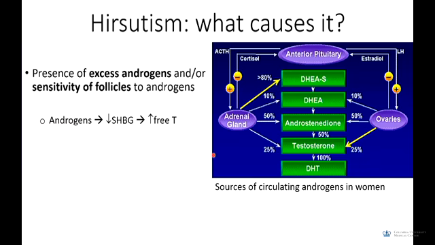So it can be caused by excess androgens and or the sensitivity of follicles to those androgens, because androgens will decrease your sex hormone binding globulin, which increases your free testosterone. Just a quick reminder, in women, most androgens come from the adrenal gland, but some do also come from the ovaries, especially testosterone.